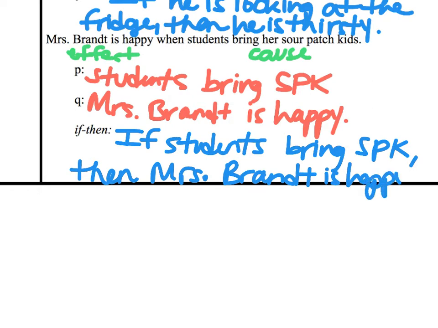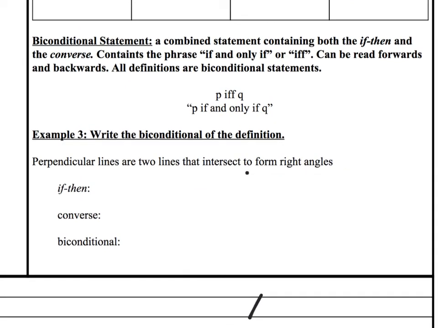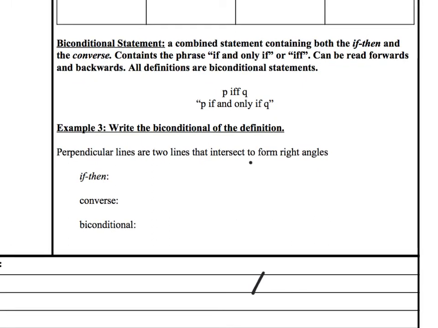A biconditional is a combined statement containing both the if-then and the converse. It contains the phrase "if and only if," or sometimes you'll see me write it as "iff," an "if" with two F's. It can be read forwards or backwards, and all definitions that you see in math and in this class are biconditionals. So any definition that you see can be written as a biconditional.